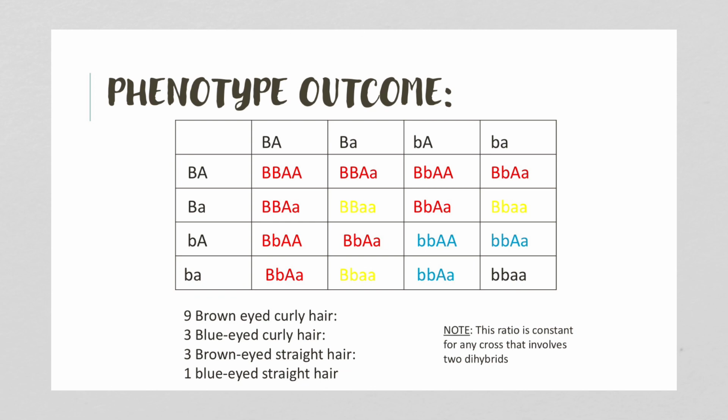So the phenotypic outcome is 9 to 3 to 3 to 1. And that ratio is constant anytime that you cross 2 dihybrids. So 2 people that are hybrid for both of the traits.